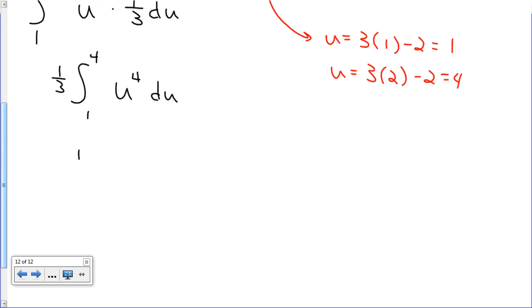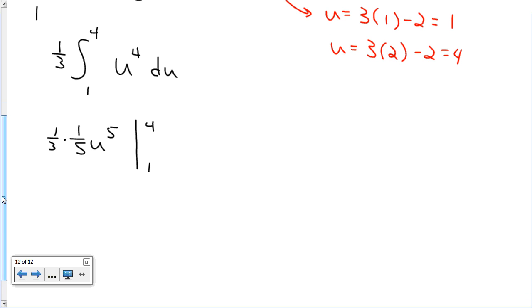The antiderivative of u to the fourth is 1/5 u to the fifth. And we're evaluating that. Oops, I lost my 1/3 out front. There's a 1/3 times that, and we're evaluating that from 1 to 4. And we don't have to substitute back in terms of x, because my upper and lower bounds are in terms of u, so I can just plug u directly into this. So I end up with 1/15 times 4 to the fifth minus 1/15, that's the 1/3 times 1/5, times 1 to the fifth.